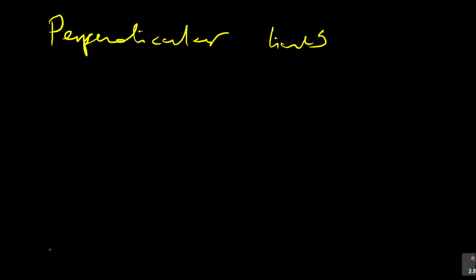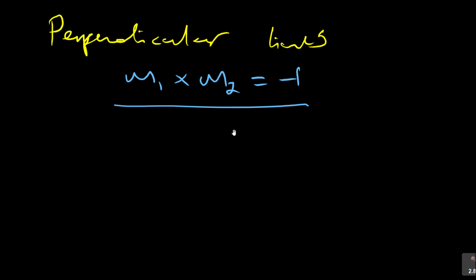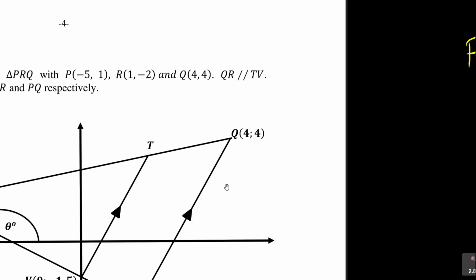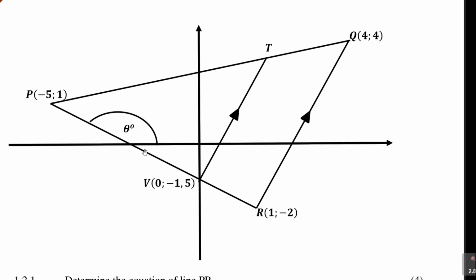It says for perpendicular lines, gradient of line 1 times gradient of line 2, you must get a negative 1. This is the property of perpendicular lines. And what do we mean when you say lines are perpendicular? You have a line, you have a line, and they meet at 90 degrees. So if this gradient is m1 and this gradient is m2, when you multiply them, you get a negative 1. So let's do it. We already know the gradient of PR.